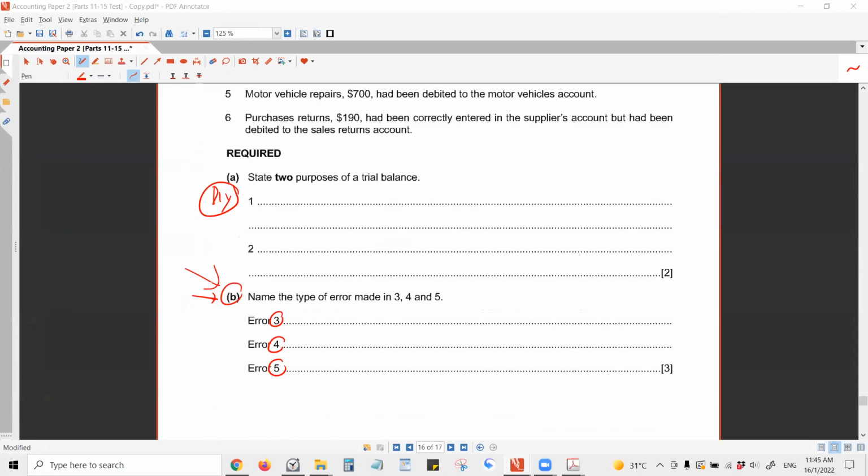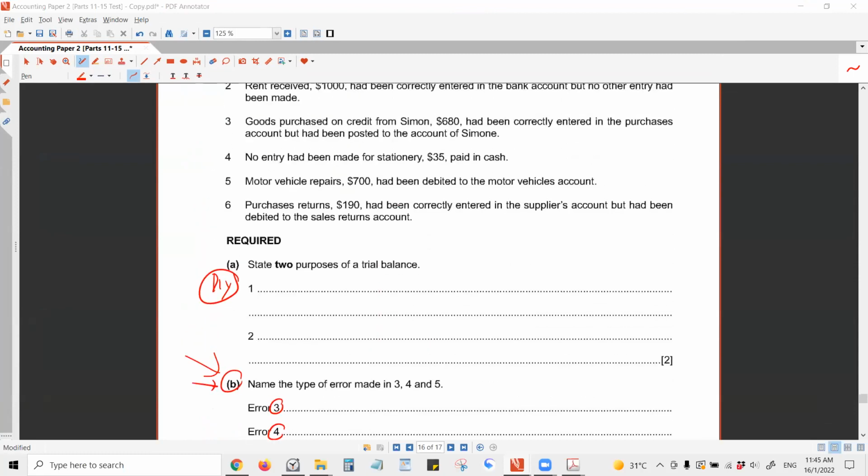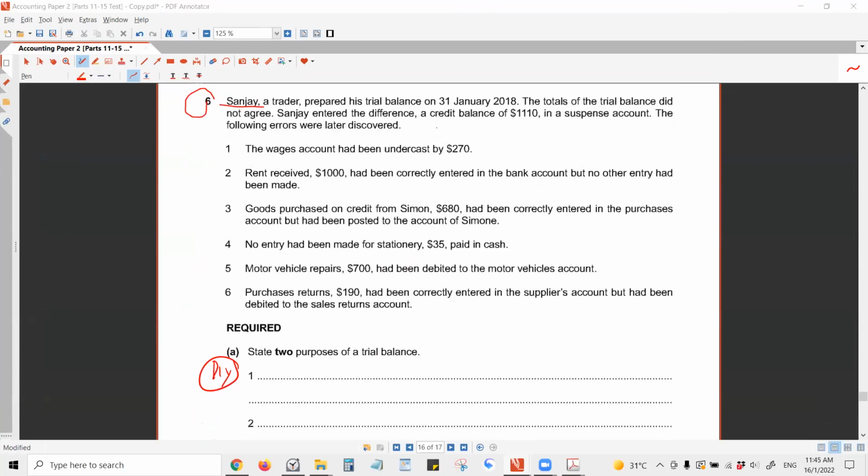Okay, most of you have chosen commission for the first one, double M. Yes, error of commission is with double M in the word commission. So see if it's correct. Error number 3: goods purchased on credit from Simon, 680. Recall how I deal with all these errors.